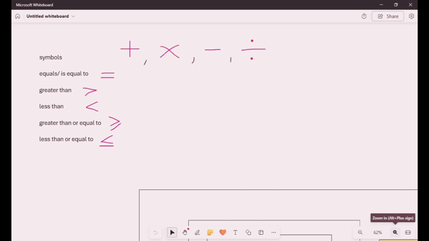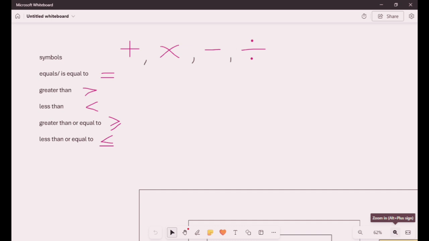So we have the addition sign, multiplication sign, subtraction sign, and the division sign. And then we also use the equals. We say the equal sign, greater than, less than, greater than or equal to, less than or equal to. And when we go to our number system, we also use signs or symbols.